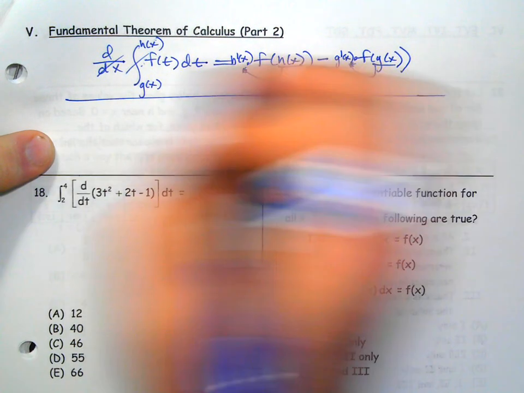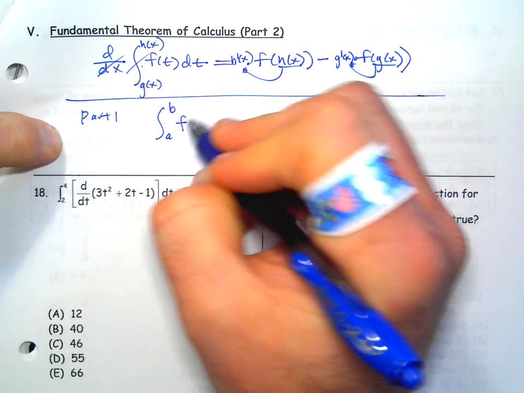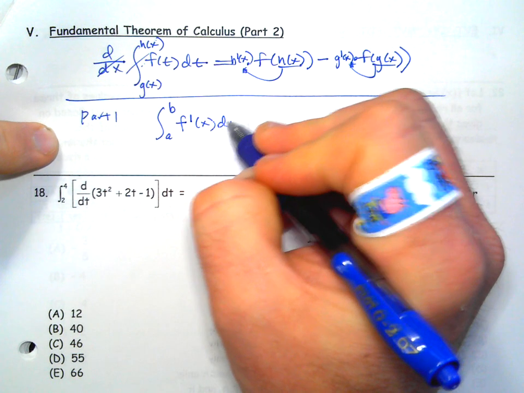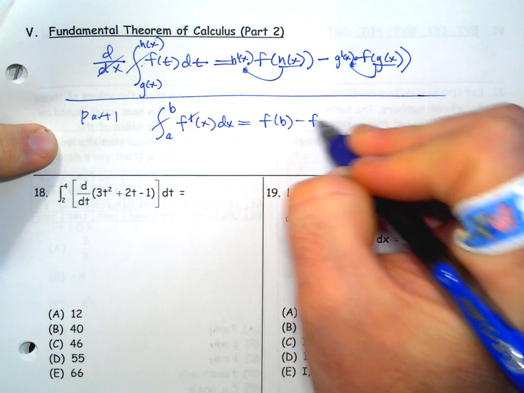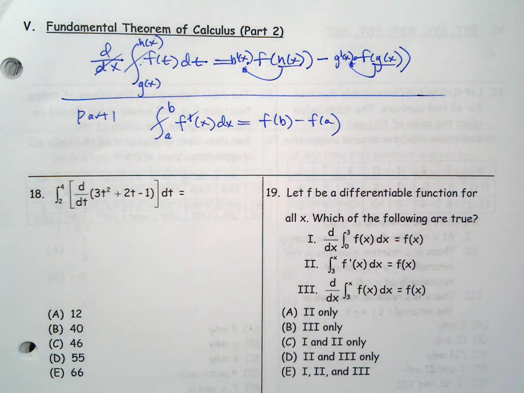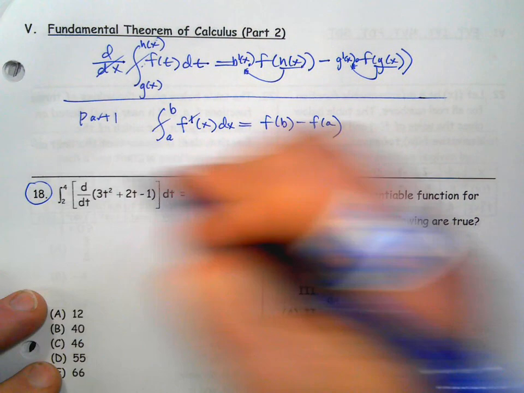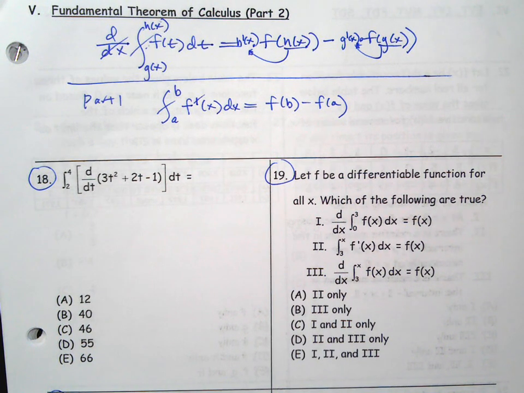So that's part 2. Part 1, just a quick review, is that if you integrate a derivative, they cancel each other out, and you get the original function, and you plug the top limit in first and then the bottom limit in second. And we use that a ton. So why don't you guys try 18, 19, and 20? Pause the video, try those problems, and then we'll take a look at them together.